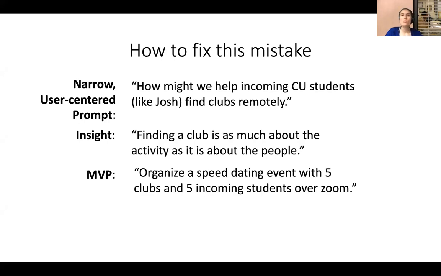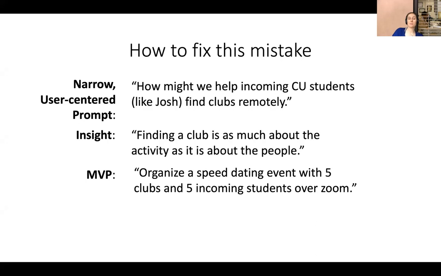Okay. And then what kind of minimum viable product can we do? I really recommend an MVP with no code whatsoever. So one for this could be maybe organize a sort of speed dating event with 5 clubs and 5 incoming students over Zoom, and try to learn whether this is successful at matching students in clubs. Simple. You could do it in an afternoon. You don't have to spend a month learning HTML and writing code and debugging the backend to find out if this type of solution would solve the problem.